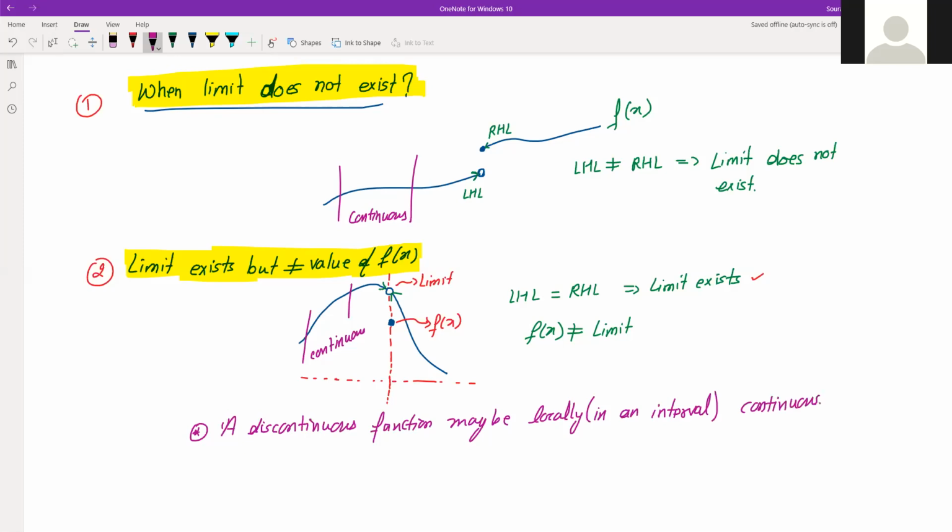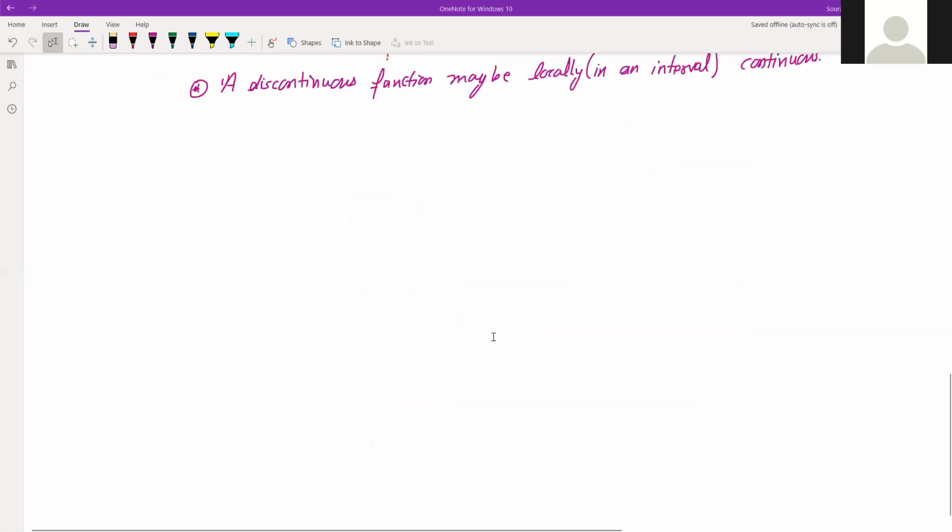So as you can see here, if I restrict the domain to this purple line or purple segment, then obviously in that segment it is a continuous function. So that's all about continuous and discontinuous functions. Let's move to some problems. Let's solve some problems based on this.